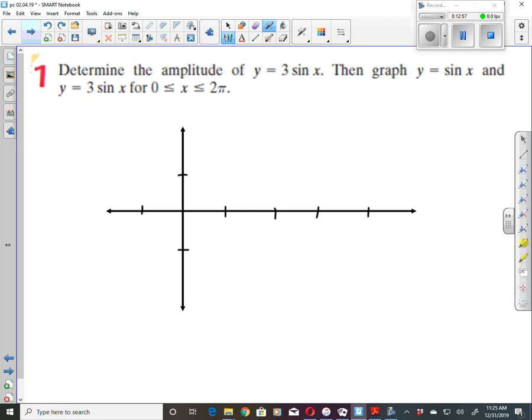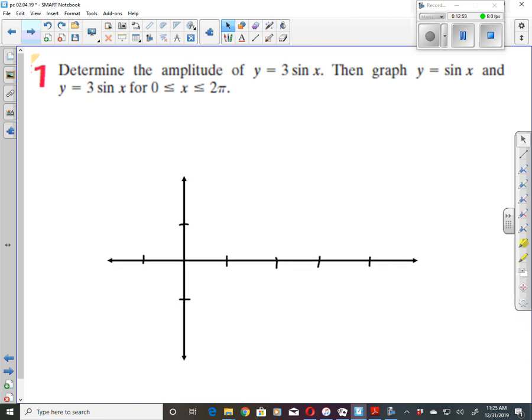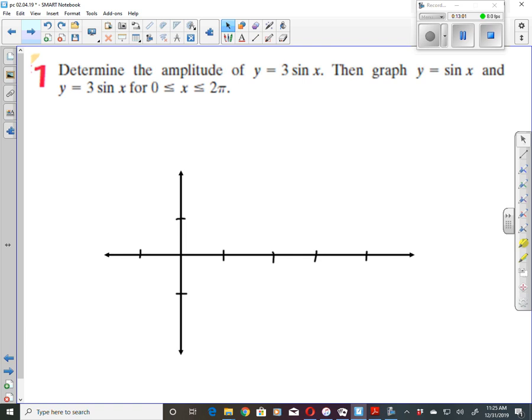All right, so now for the first example, now that we're familiar with all this, we want to graph two things. Number one, we want to graph the sine function, and then we want to graph a sine function that is 3 times that. This is what we call an amplitude change.